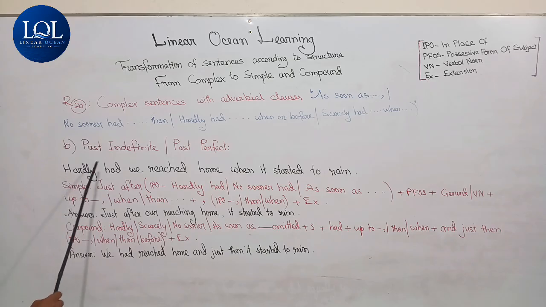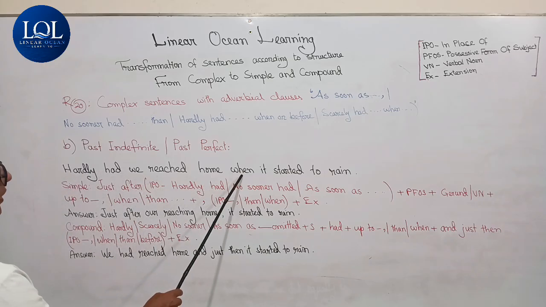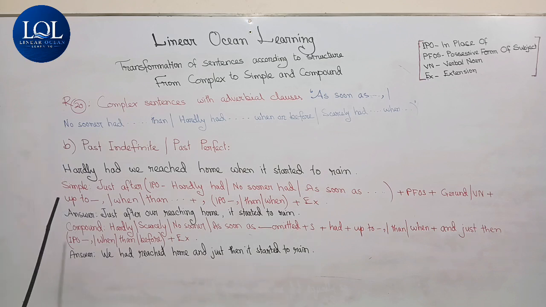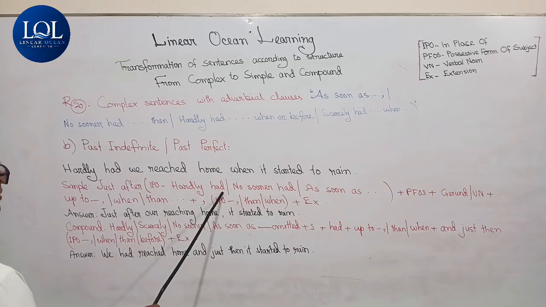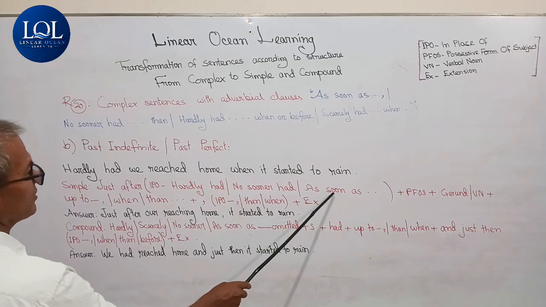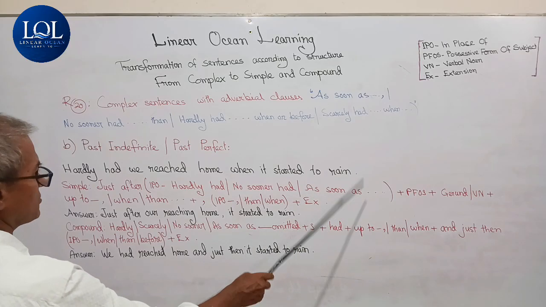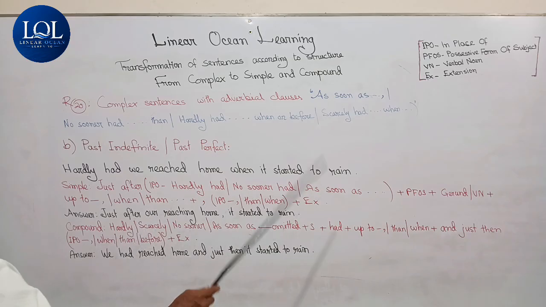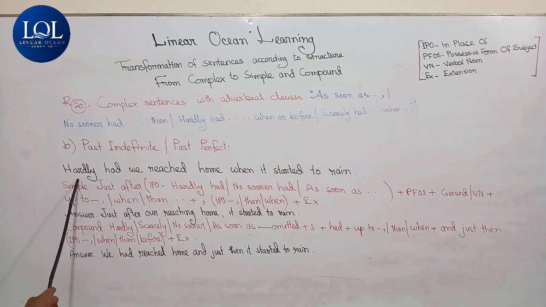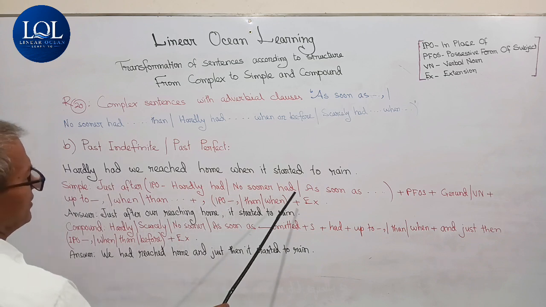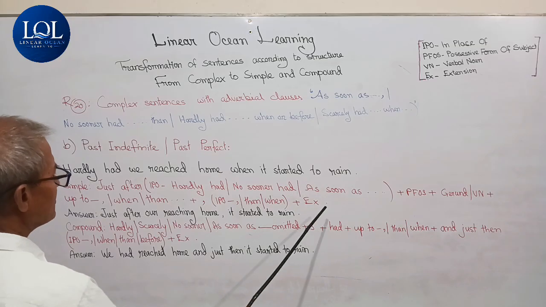Example: Hardly had we reached home when it started to rain. If we want to put it into a simple sentence, the structure we have to follow is just after IPO, hardly had, in place of hardly had, no sooner had, or as soon as, scarcely had.